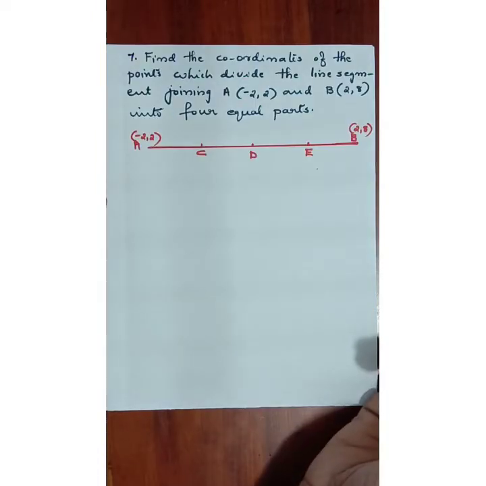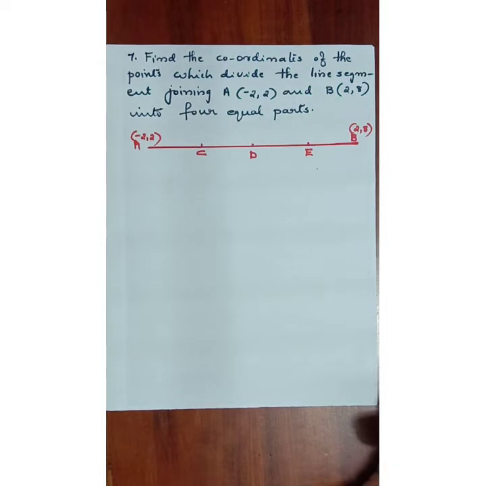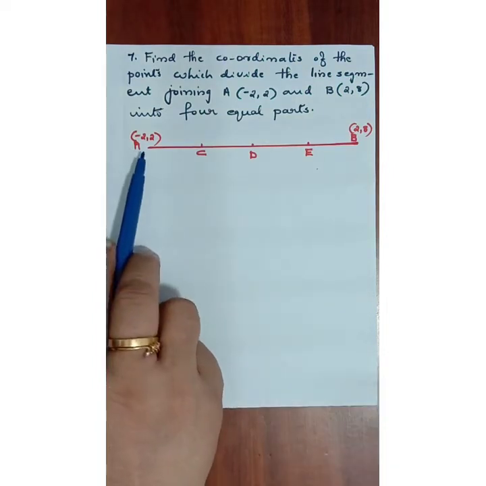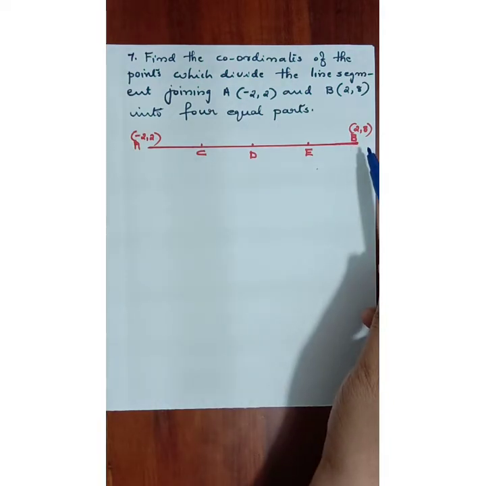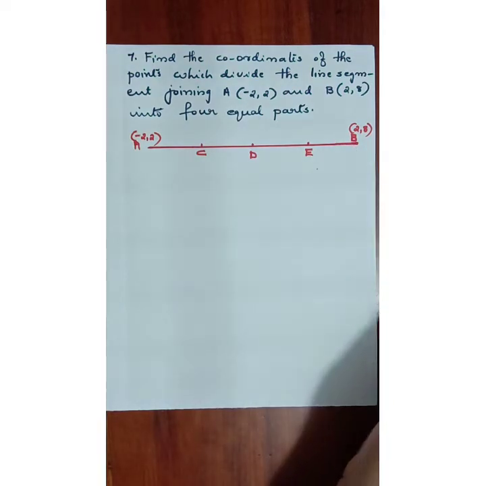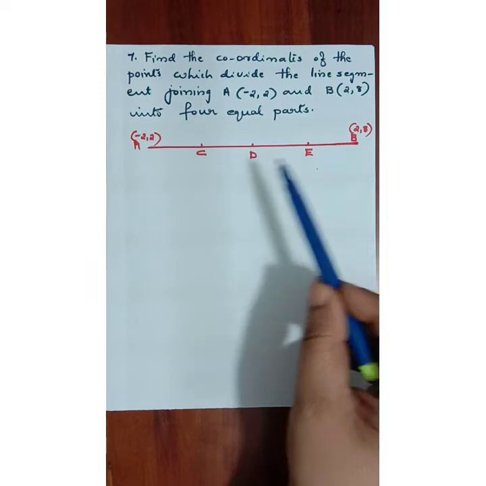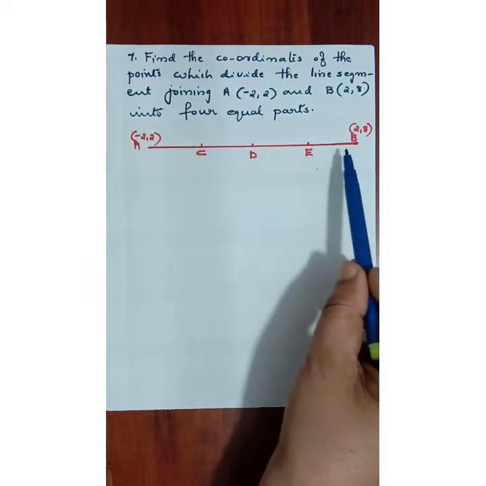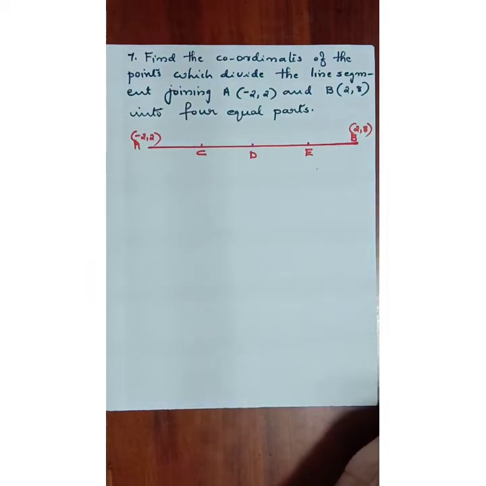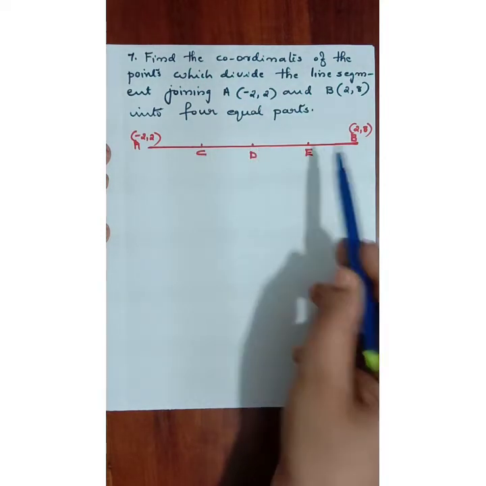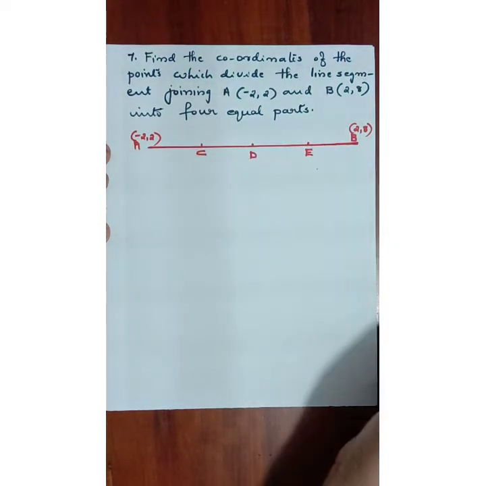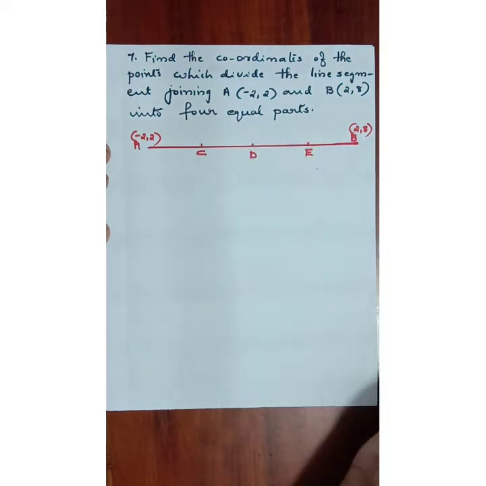This is the seventh question. Find the coordinates of the points which divide the line segment joining A (negative 2, 2) and B (2, 8) into 4 equal parts. Here I have drawn a line AB and divided it into 4 equal parts, just using our scale, for you to understand easily. So here we have to find out the coordinates of these points, which are the points C, D, E. Now one clue is already there. It is divided into 4 equal parts.